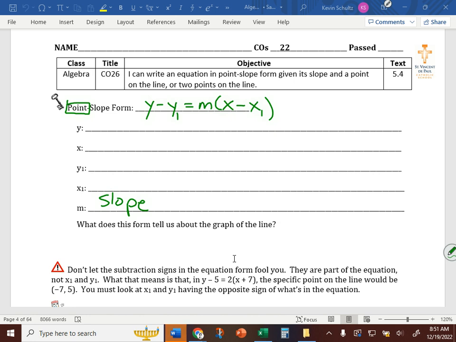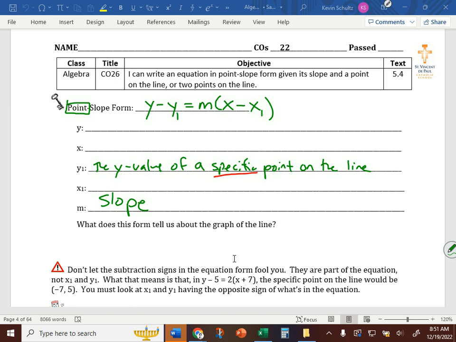Okay, so y1 and x1. Notice I'm skipping down here, so don't write this in the first y spot; go down to y1. But y1 is the y value of a specific point on the line. And the key word here is specific. It's a specific point on the line, kind of like the y-intercept is a specific point. y1 is the y value of a specific point.